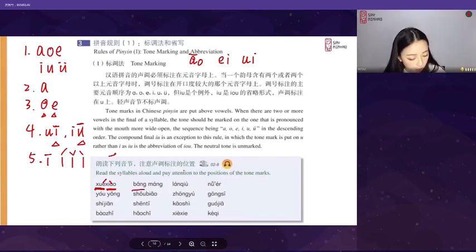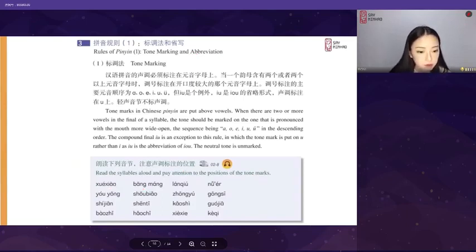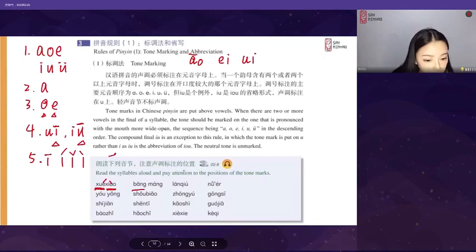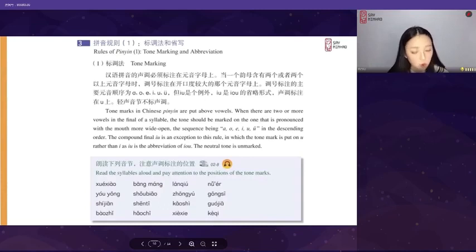Next one, bāng. Let me make the picture bigger, okay? So here it is, bāng. And next one, máng. In these two, we can see there are all a in it. So bāng, máng, there are all a in it. That's why we marked on a. Next, lán. We can see there is a. So we marked a.